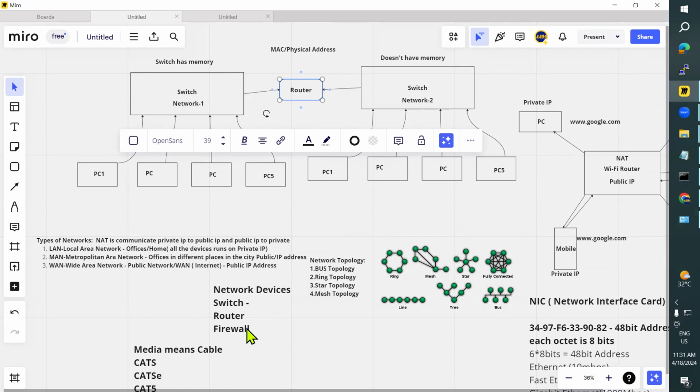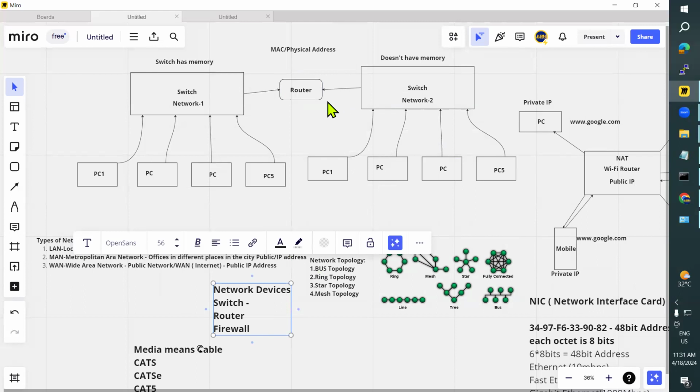Next, firewall. What does a firewall do? It is a device which protects the network from unauthorized access. It allows and denies network traffic based upon the configured policy.